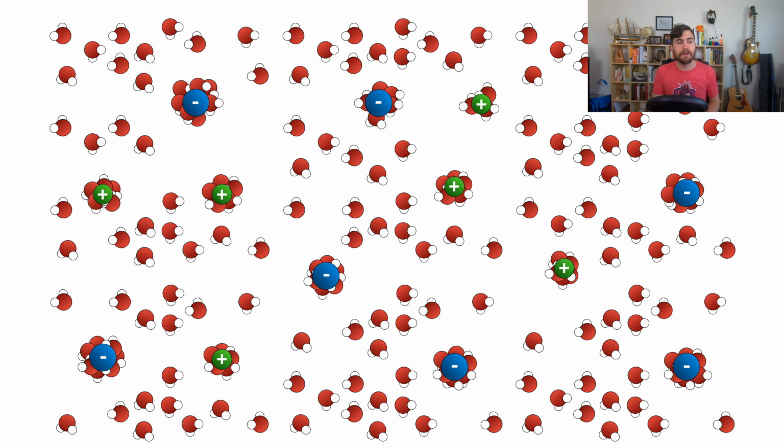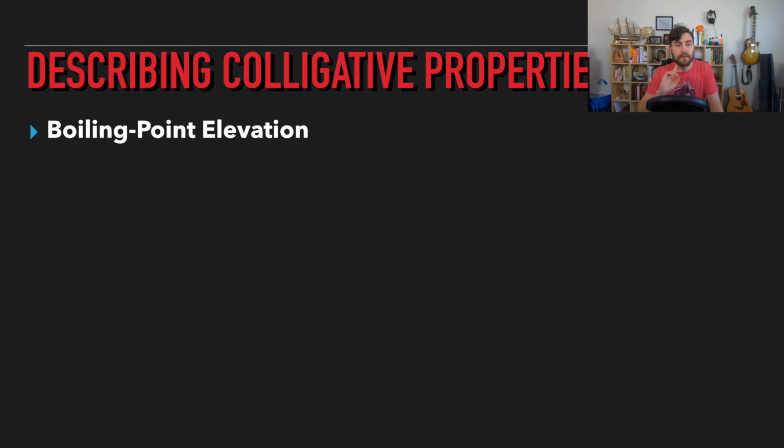But again, if we add the salt, which we've done here, we can see that the water molecules are now surrounding those ions. And so again, it's hard to pull those water molecules away. That's what makes the freezing point lower. So the last one here is boiling point elevation.